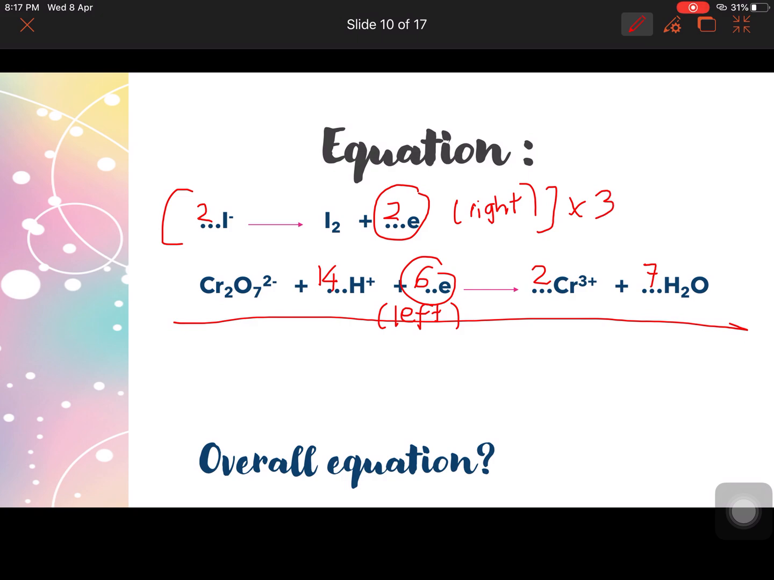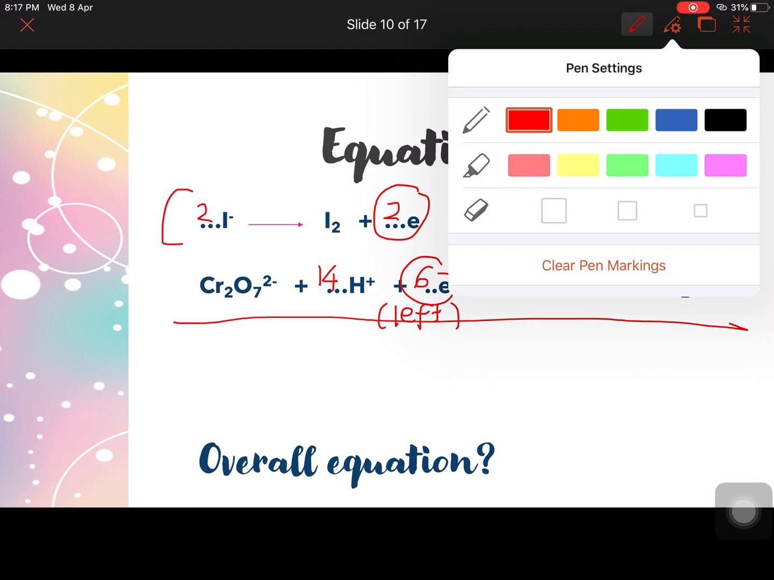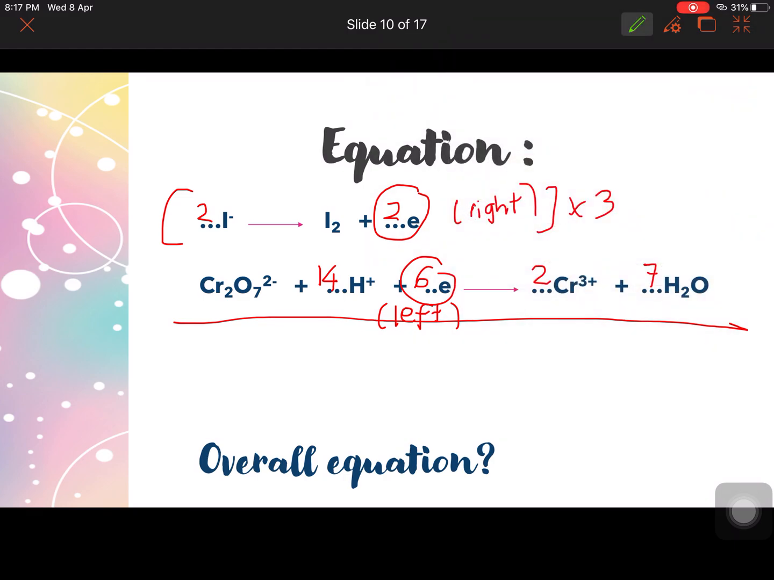Jadi kalau times 3, kita tulis equation baru. Dia akan jadi times 3, 6I minus produce 3I2 plus 2 times 3, 6 electron. Okay, 6 right and 6 left barulah boleh cancelkan all this electron.